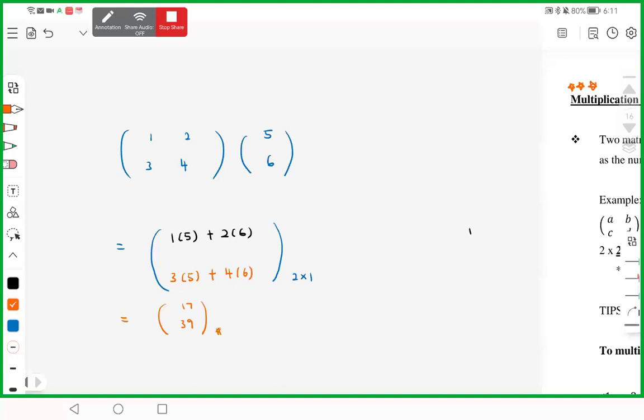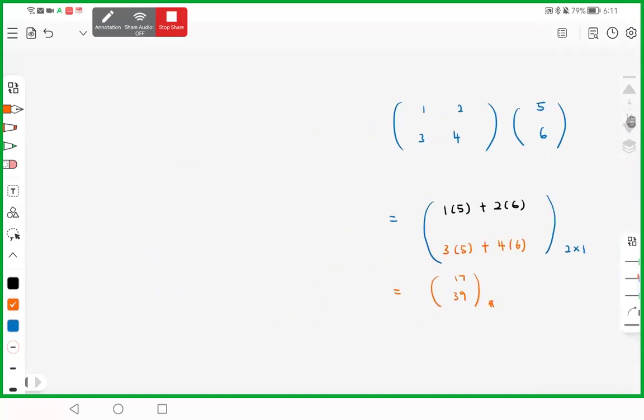Okay, why can or cannot multiply? This example can be multiplied. Now, let me show you another example which is not able to multiply. I give you something similar like this. Again, not every matrix can be multiplied. Must understand, not every matrix can be multiplied.